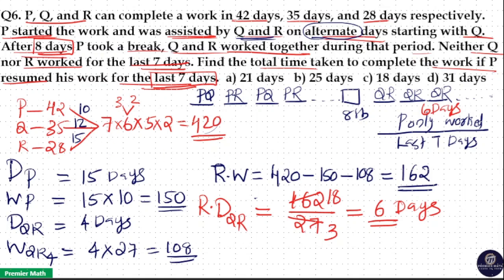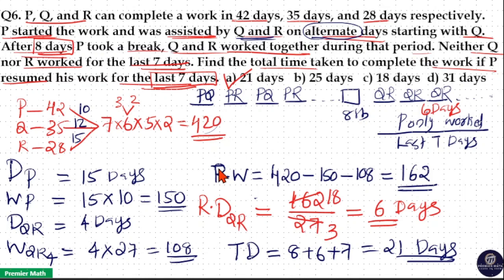So, total number of days is equal to 8 plus 6 plus 7 days, which is equal to 21 days. So, option A is your answer. This is 8 days, this is 6 days, and this is 7 days.